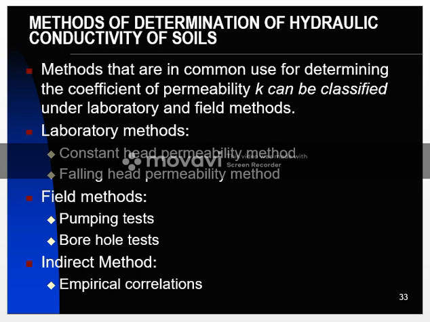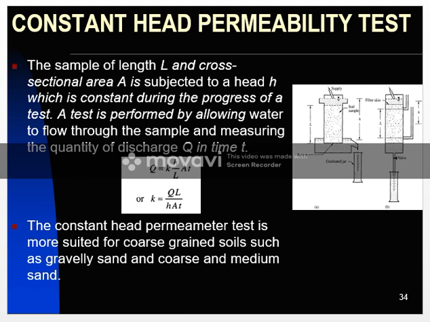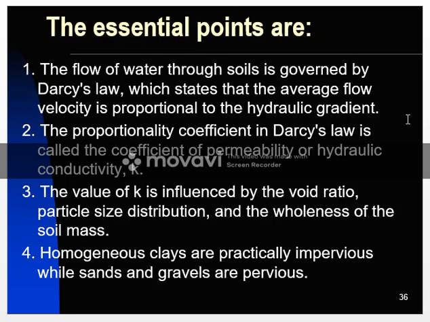Methods of determining the hydraulic conductivity: laboratory methods are the constant head and falling head methods. Field methods are the pumping test and borehole test. The indirect method uses empirical formulas. In the constant head method, we have a soil and we apply water through it, and some quantity drains out. The head is maintained, so it is called a constant head. In the falling head method, we apply the water at different heads, so that is called the falling head method.